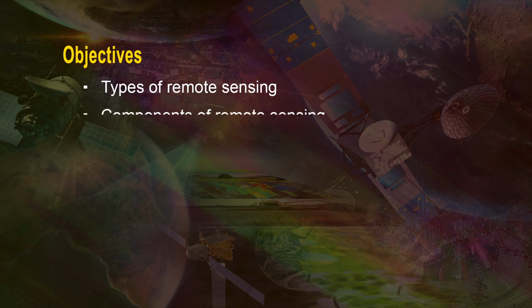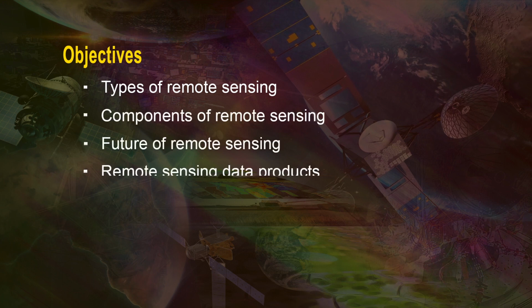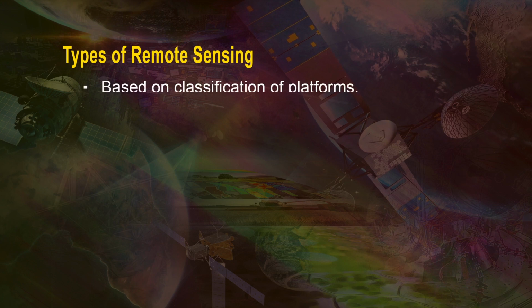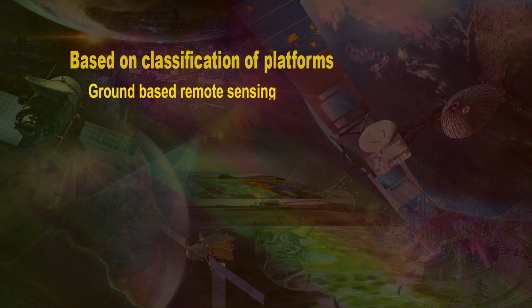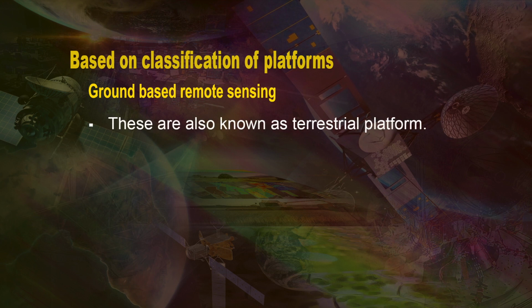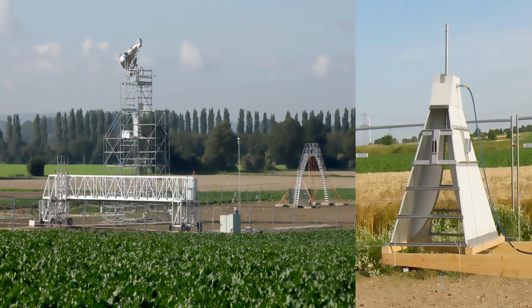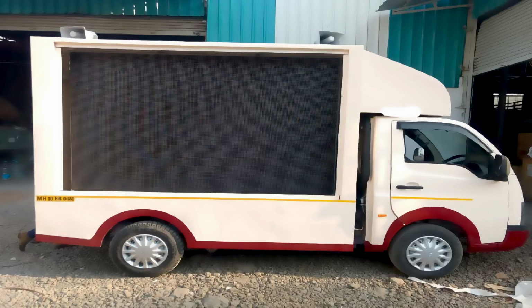In this chapter, we will discuss types of remote sensing, components of remote sensing, and the future of remote sensing data products. Types of remote sensing. Remote sensing can be categorized into various types based on different parameters. Based on classification of platforms, remote sensing can be divided into ground-based remote sensing. These are also known as terrestrial platforms because they remain in contact with the ground. During the measuring of the Earth's surface, the platforms are on the ground surface, including mobile van-mounted sensors.